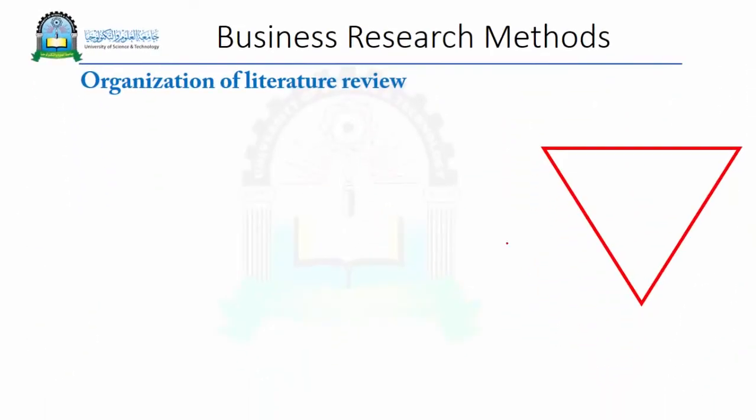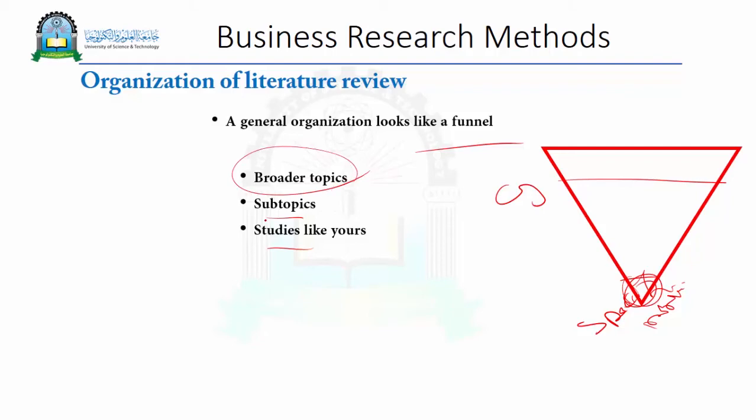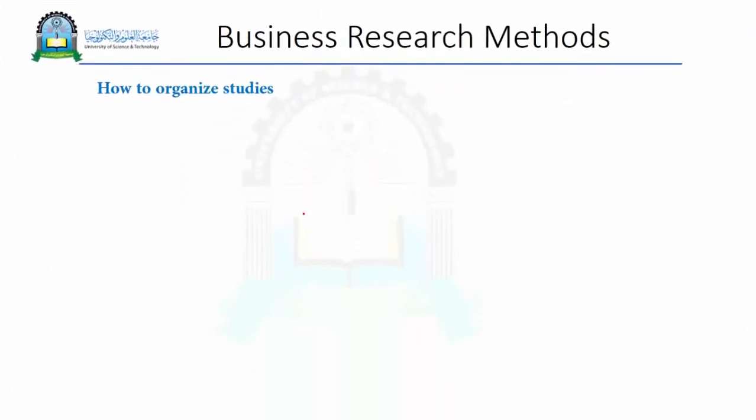We organize, as we said, the literature review in different ways. Of course, a general organization looks like a funnel, starting from general to specific. So here are broader topics, start with general, and then here is specific, which is going to be the research area, the research problem you are doing research on. Subtopics second, and then studies like yours. So you organize from the general topics, then the subtopics, then studies like yours.